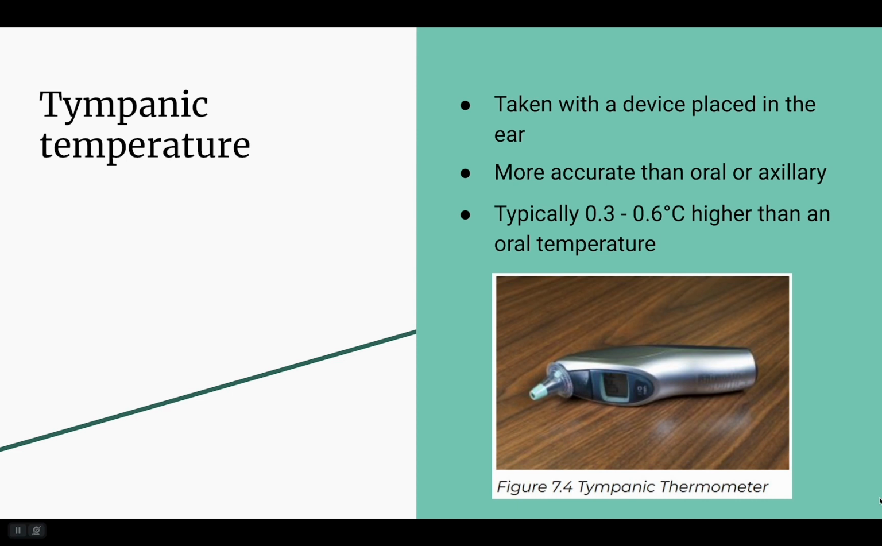Tympanic temperature is taken using a device placed in the ear. It is more accurate than oral or axillary measurement, because the tympanic membrane in the ear shares the same artery that perfuses the hypothalamus, the part of the brain that regulates the body's temperature. The tympanic temperature is typically 0.3 to 0.6 degrees Celsius higher than an oral temperature. See the image of a tympanic thermometer. The tympanic method should not be used if the patient has a suspected ear infection.